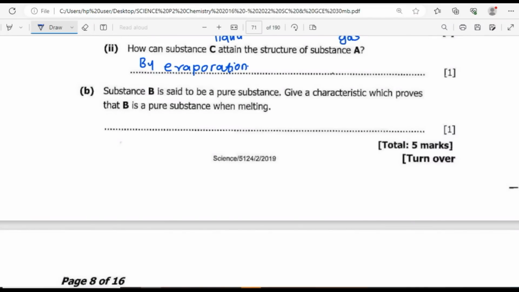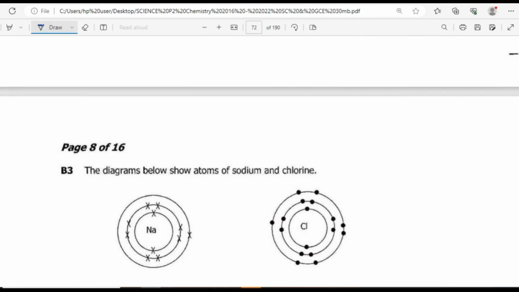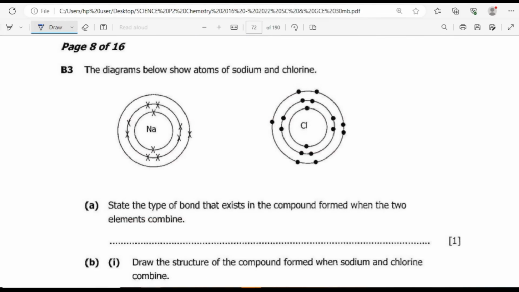Then substance B is said to be a pure substance. Give one characteristic which proves that B is a pure substance when melting. So pure substances have fixed melting point. So say substance B has a fixed melting point. Now impure substance may have the melting point below or sometimes greater than the norm.